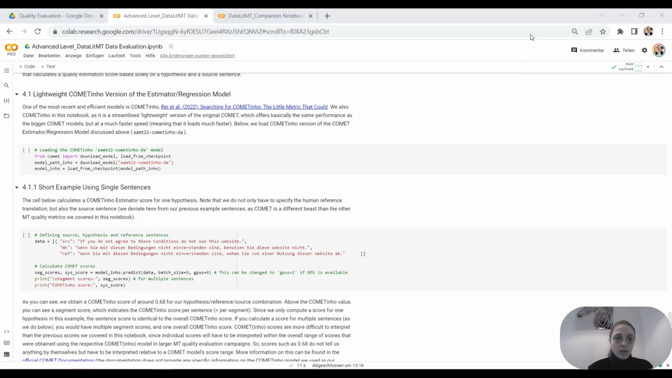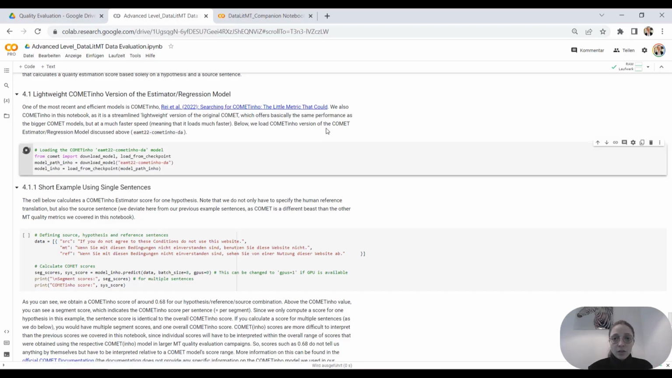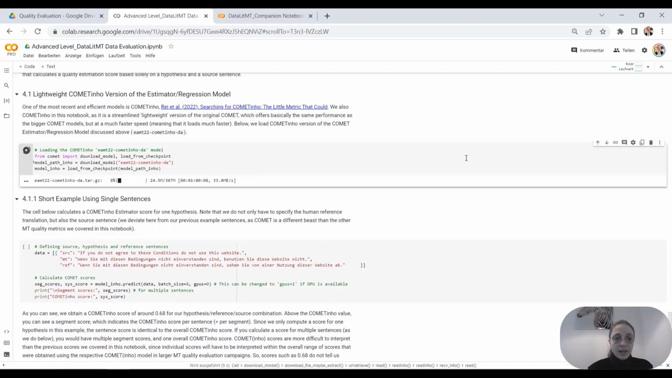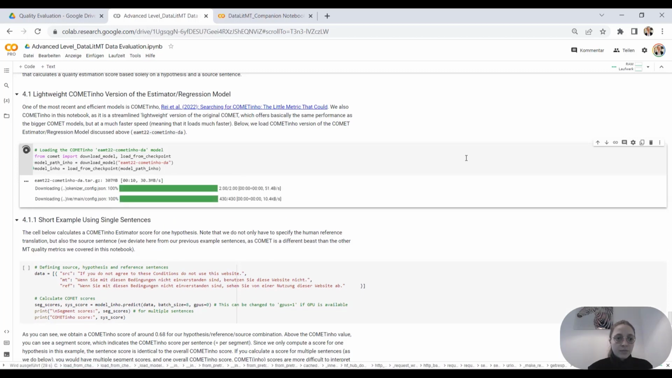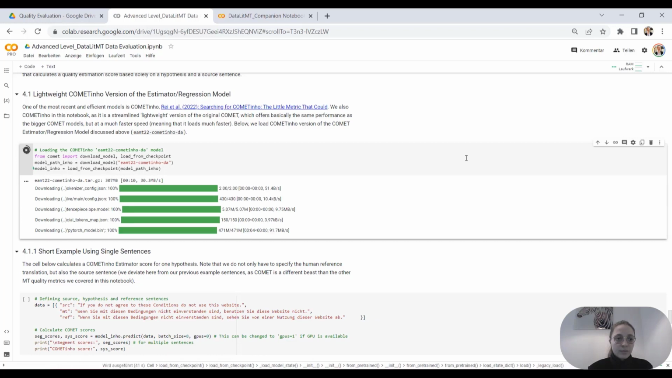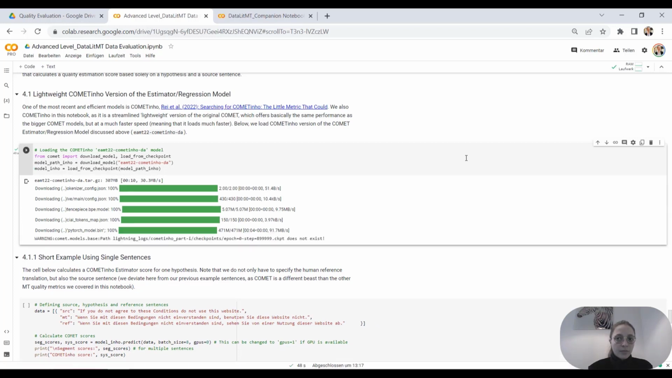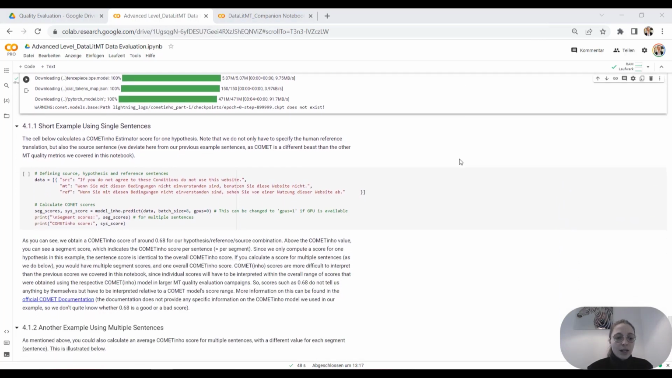So to use that, we have to load COMET, the Cometinho model. We're using the EMT 2022 Cometinho DA model, which we have taken from the documentation that we referred to above. So once again, you just have to load this for a little moment. This will take a little longer. Right, perfect. Now that it's loaded, we can go and calculate an example.